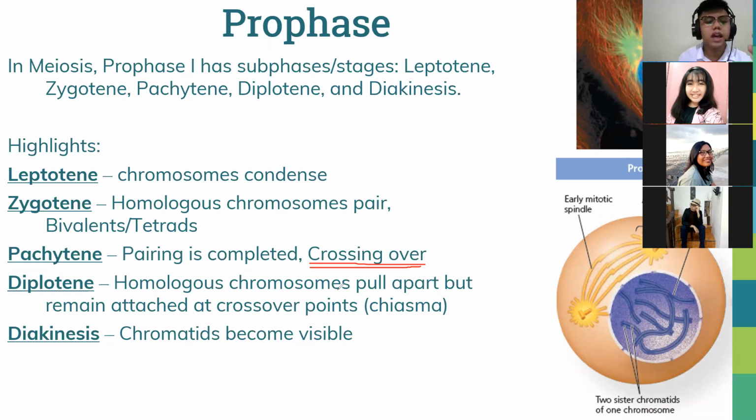Diplotene basically, tatry mo na paghiwalayin yung homologous chromosomes but they remain attached at crossover points which we term as chiasma. So hindi buong chromosome yung nag-overlap sa each other during crossing over, but rather just certain parts of the chromosomes. Okay? Diakinesis, chromatids become visible. Okay? So basta, ang medyo highlight natin dito talaga is the pachytene stage. But all of the other parts are also important. Okay?